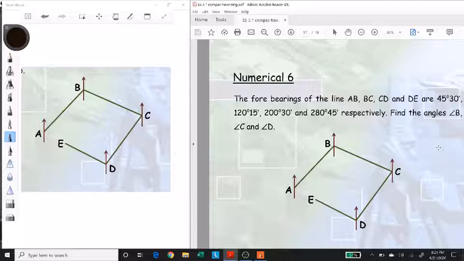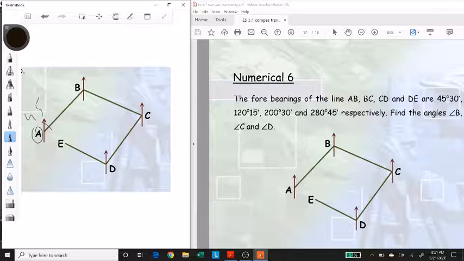So the information that they have given us is that the fore bearing of the line AB is 45°30'. That basically means this bearing over here, from A, the fore bearing, is 45 degrees 30 minutes. And the fore bearing of the line BC that they have given us is 120 degrees 15 minutes. So this bearing is 120 degrees 15 minutes. And what they're asking us to find out is this interior angle B.